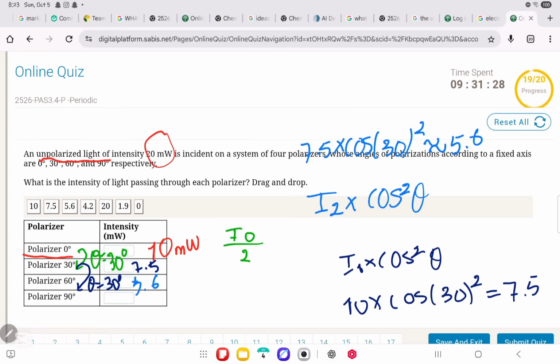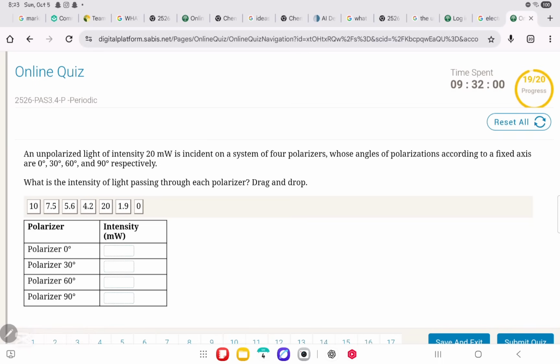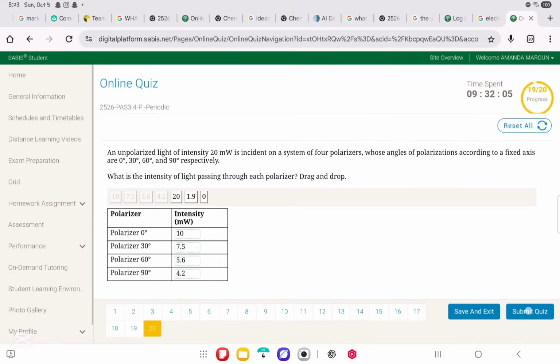And finally, when we move from 60 degrees to 90 degrees, the value of theta is 30 degrees. So to find the intensity, it's I3 times cosine squared theta, which is equal to I4. So I3, which is 5.6, times cosine 30 squared, gives an answer of approximately 4.2. So it's 10, 7.5, 5.6, and 4.2. Let us submit, and hopefully there are no mistakes.